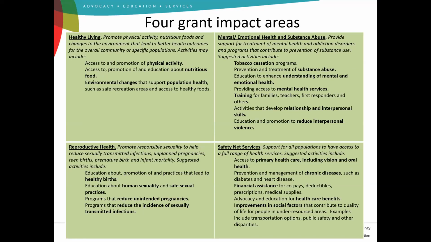Our priority areas reflect the items identified by the community health improvement plans in the counties we serve: healthy living, mental, emotional health and substance abuse, reproductive health, and safety net services. You may find that your organization or program addresses more than one of these impact areas, and that's okay. Grants are awarded for one-year terms. Your organization may apply for the same program in subsequent years.